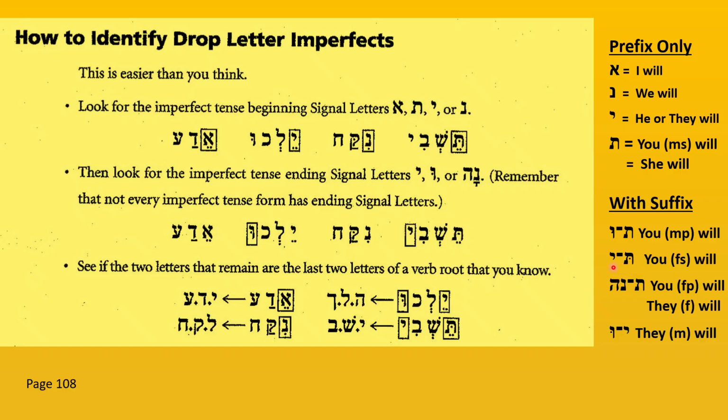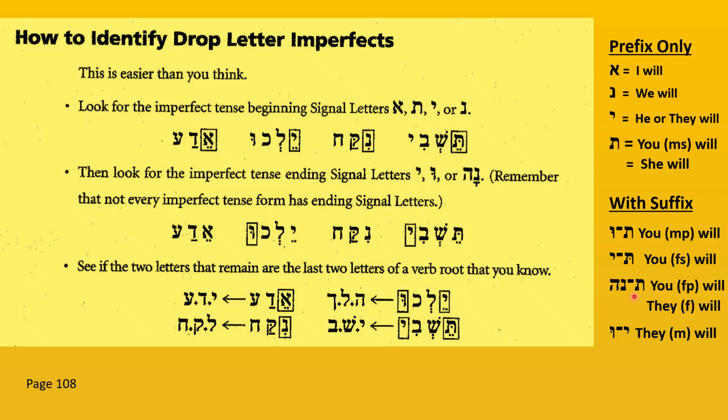A tav with the suffix of a yud is feminine, and this will throw you a little bit because you're not used to seeing yud as a feminine marker. But in this case, as a suffix, it would be you feminine singular, okay? And then in the plural, when you see na as an ending, which has a hey that helps you a little bit, na is you feminine plural will, or it can also be they feminine will. Both cases plural, both cases feminine. One of the ways I would remember it is Tina is a girl's name, right? So Tina is feminine plural.